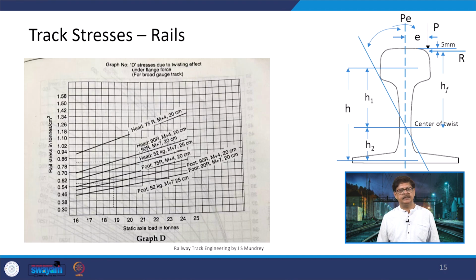Here again you can find that there are graphs being given for that. This is a static axle load in tons, this is the rail stress in tons per centimeter square. Then the conditions are given that there is a value which we are calculating for head, for a rail 75 R, for a sleeper density of M plus 4 and for a ballast cushion of 200 mm. So, if this is the condition there, then for whatever the given value of static load is, you can go upwards and then horizontally towards the left hand side, you will get a rail stress.